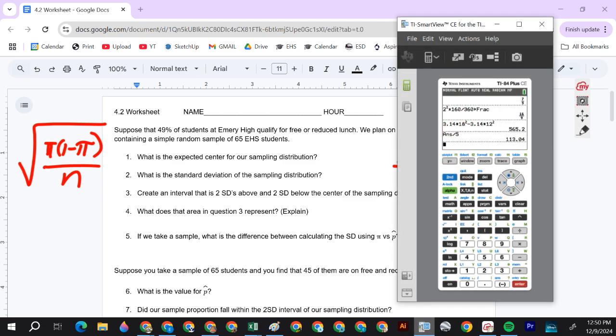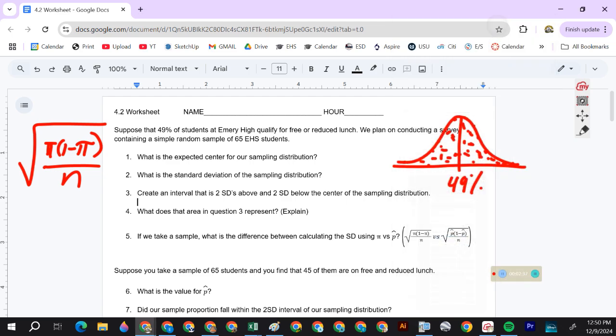So we're going to do the square root of 0.49 times 0.51 divided by, how many people are going to be in our sample? 65. So the standard deviation of the sampling distribution is 6.2%. Okay. So the SD here is 6.2%.